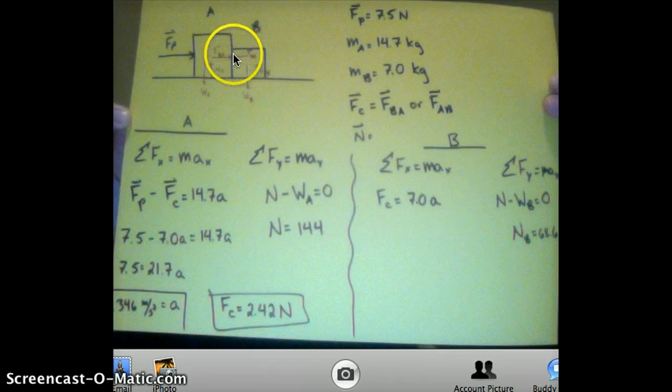On block B, there's the force between the two. There's the normal force pushing up and the weight pushing down. After you have your free body diagram, you need to do the sum of the forces on block A and the sum of the forces on block B.